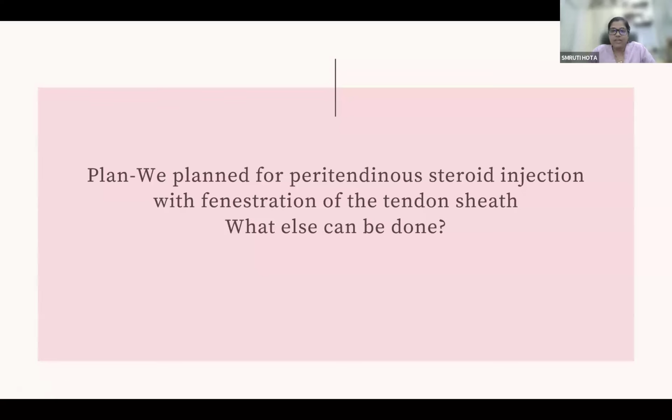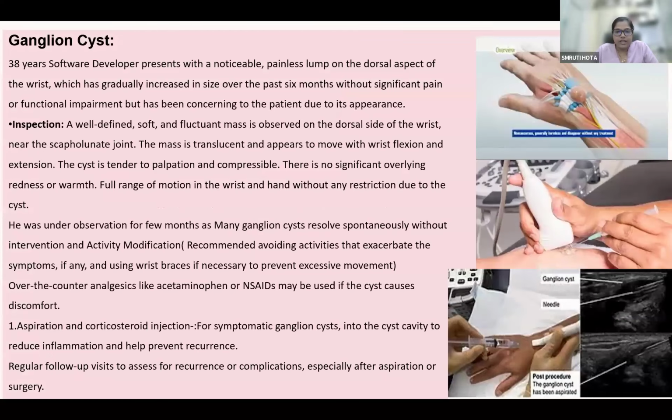Can we give PRP? Yes, PRP can be done. But when you see hypervascularity or something, then steroid is a better choice in this case. But if it is of longer duration and there are no more inflammatory changes, only degenerative changes, you can try PRP also, or dextrose prolotherapy.